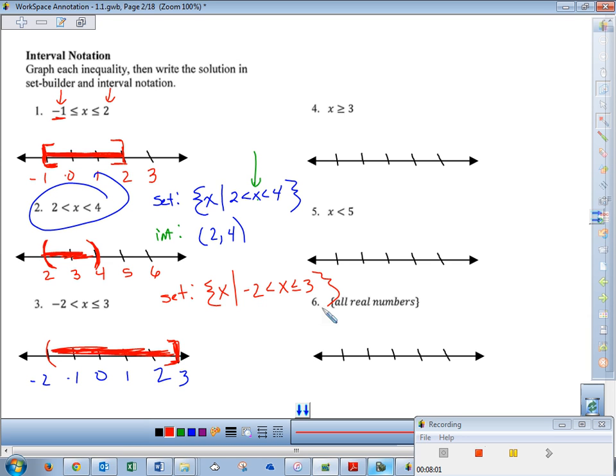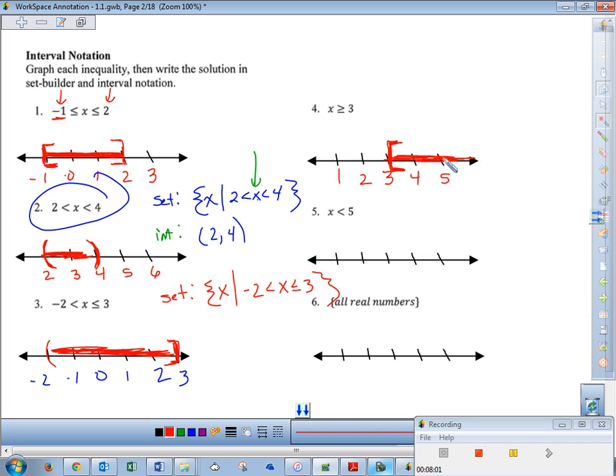Number 4 only has one boundary, right? These first 3 were double inequalities or compound inequalities, where there's a boundary on the left and a boundary on the right. These over here only have one boundary, so we just need to put a 3. I like to put it in the middle, but then finish what I'm doing. 3 does count because of the equal to bar, so I will put a bracket.